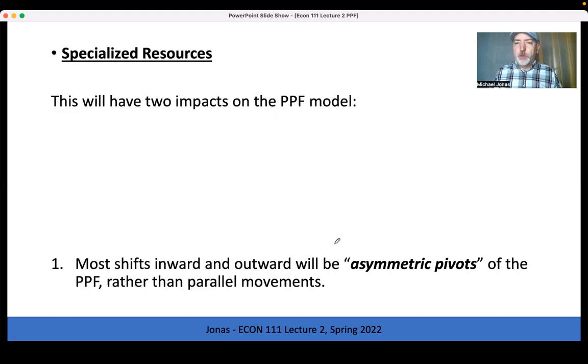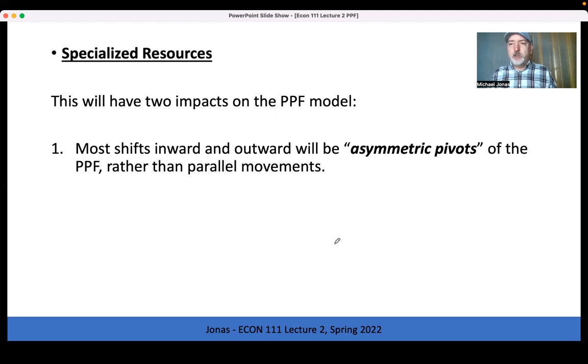And that's kind of the first way we want to think about how this is going to change our view of the PPF or our use of the PPF. That most of the time, when that function is shifting inward or outward, it's not going to be a parallel movement of that line, right? It'll be more of what we can call an asymmetric pivot of the PPF. One sector is increasing or decreasing more than the other.